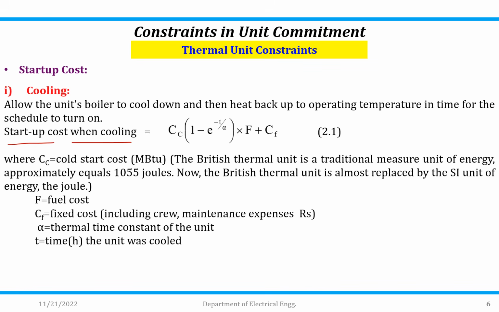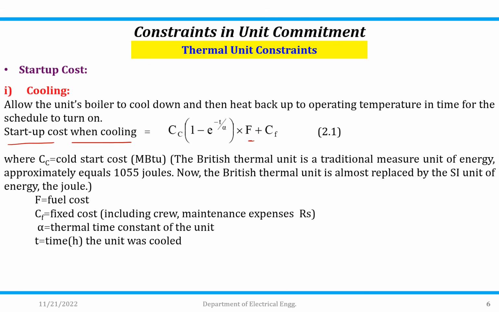It will be Cc into bracket 1 minus e raised to minus t upon alpha into F plus Cf, where this Cc is the cold start cost, which is in MBTU. It is the British thermal unit, a traditional measure unit of energy which is approximately equal to 1055 joules. Now the British thermal unit is almost replaced by the SI unit of energy, which is the joule.